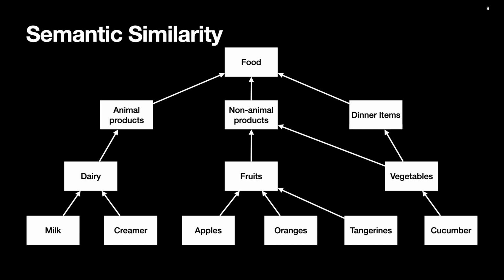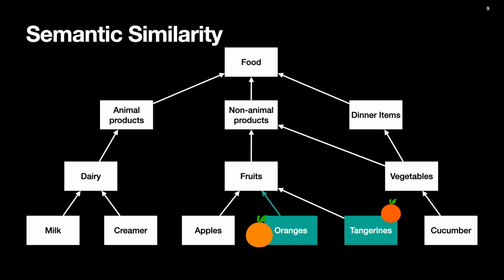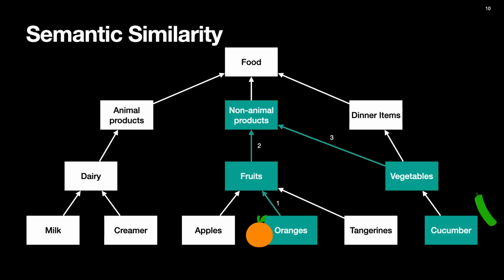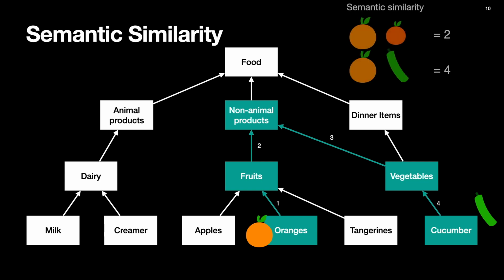With this graph, we can calculate a similarity value for food items, such as counting the edges between two items. When we do this for orange and tangerine, we get a value of 2. While when we compare cucumber and orange, we get a value of 4. Therefore, according to this graph, we can deduce that oranges and tangerines are more closely related than oranges and cucumbers. We call this calculated value the semantic similarity between two items.